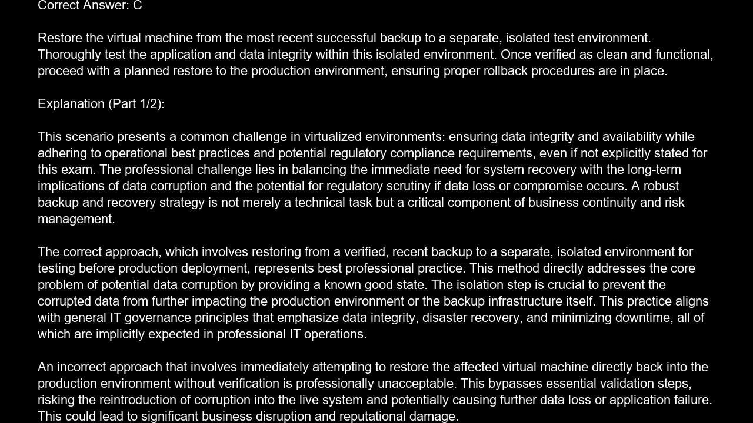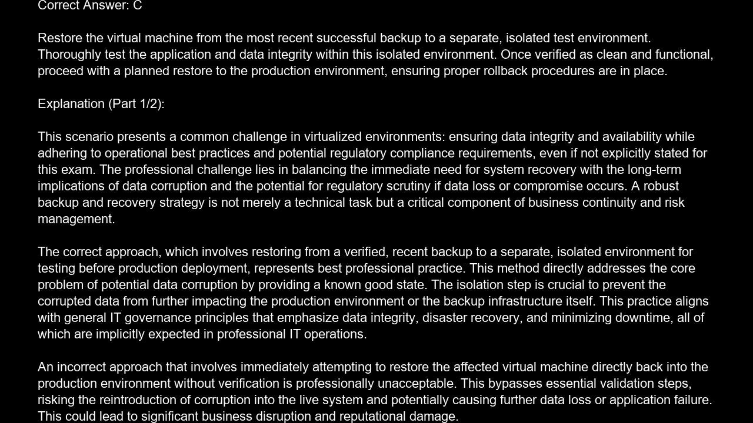risk management. The correct approach, which involves restoring from a verified recent backup to a separate, isolated environment for testing before production deployment, represents best professional practice. This method directly addresses the core problem of potential data corruption by providing a known good state. The isolation step is crucial to prevent the corrupted data from further impacting the production environment or the backup infrastructure itself. This practice aligns with general IT governance principles that emphasize data integrity, disaster recovery, and minimizing downtime, all of which are implicitly expected in professional IT operations.